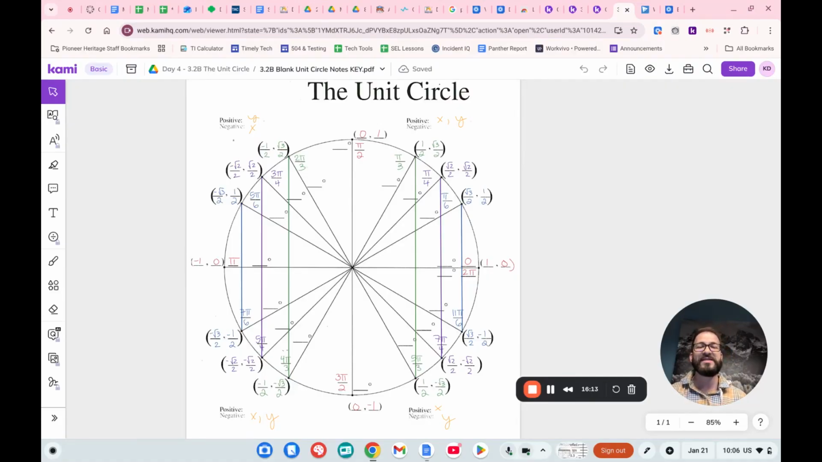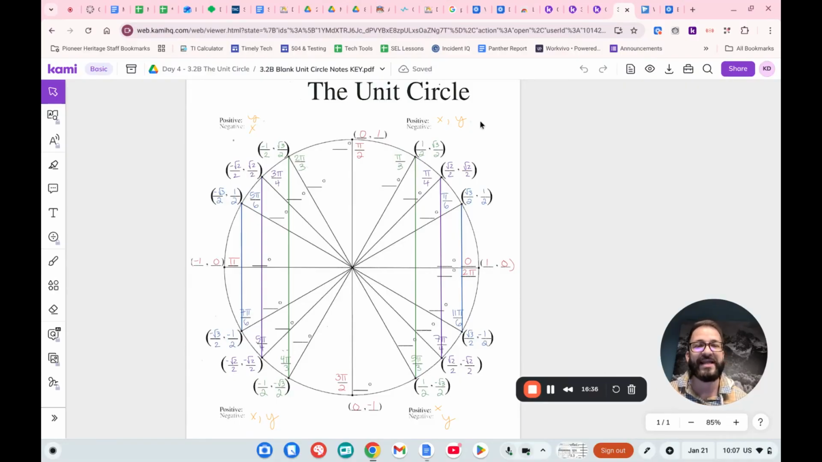We're seeing how those triangles have the same side measures, same lengths for x and y. It's just switching as we switch quadrants, the signs of those x and y values. So the point stays exactly the same in every quadrant except the sign changes. That's the key of the unit circle.